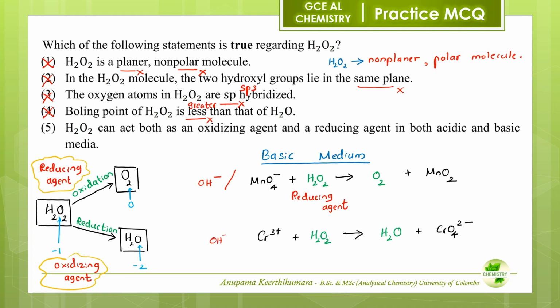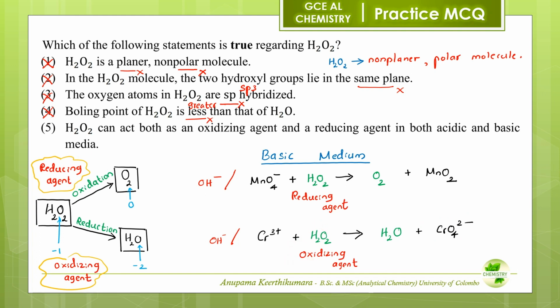In basic medium, hydrogen peroxide reacts with chromium 3 plus ions and converts to water and chromate ions. During this reaction, hydrogen peroxide is reduced to water. Chromium 3 plus ions oxidize to chromate ions. Therefore, hydrogen peroxide acts as an oxidizing agent.